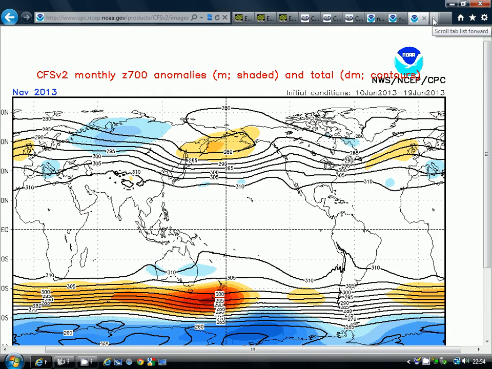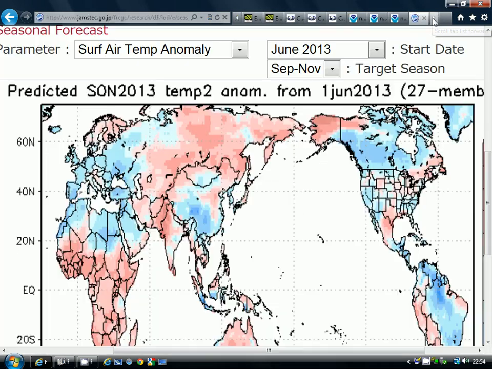So we've had 3 models so far. All 3 models do appear to be going for quite a cool autumn. There's a bit of a disagreement about the precipitation and the precise setup that causes it, but the signal for temperature is quite strong. It looks quite cold.